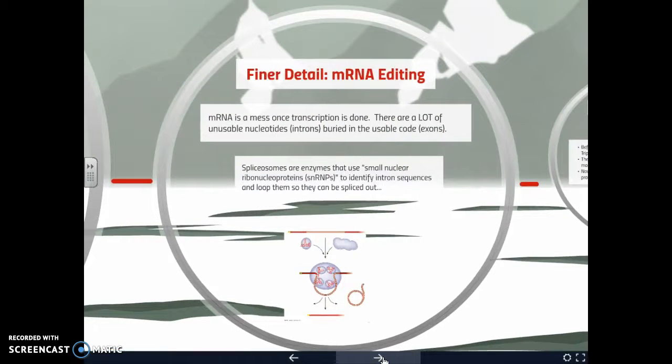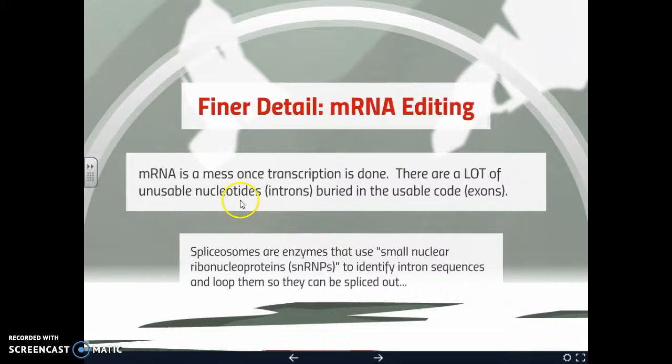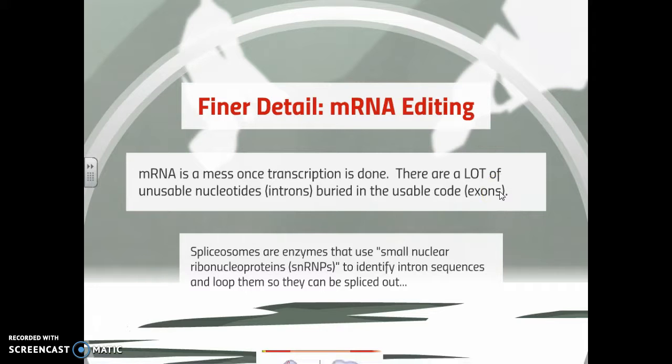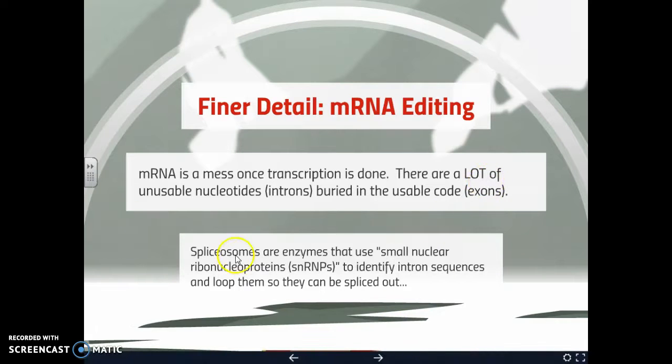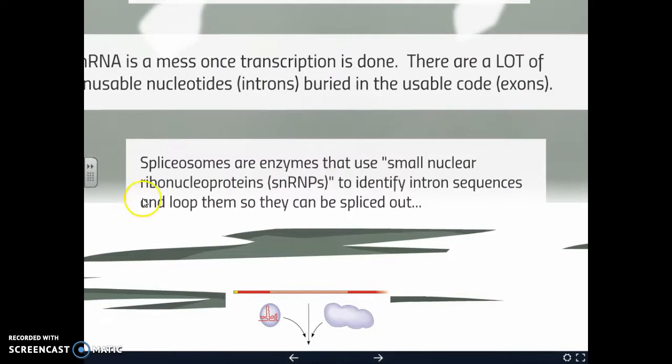Continuing on, when mRNA is done being transcribed, it's not really done. It's kind of a mess. There's a lot of unusable nucleotides. Those are called introns, buried in the usable code. Those are called exons. We think it's leftovers from viral infestation. That just basically gives us junk DNA in the middle of genes. So spliceosomes have been developed over time, and they're enzymes that use small nuclear ribonucleoproteins, affectionately called SNRPs. I don't know how you get SNRPs out of this, by the way, but you do.